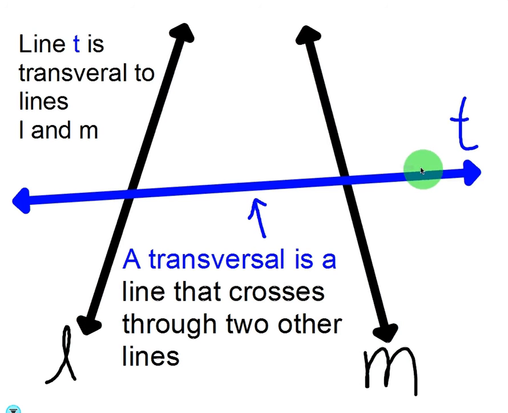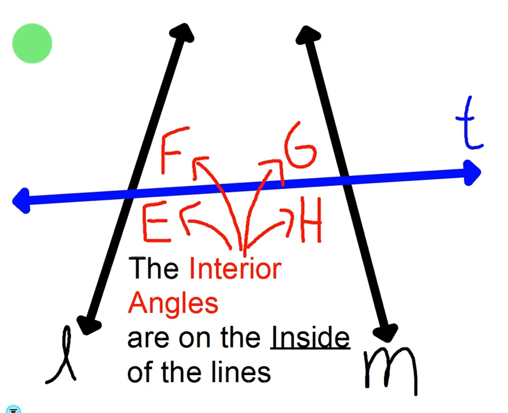Okay, and also you can think about the fact L and M don't have to be going up this way. They could be going side to side and have a line going through them. So it's just simple. It's a line that goes through two lines. So T is a transversal, L and M are your two other lines.